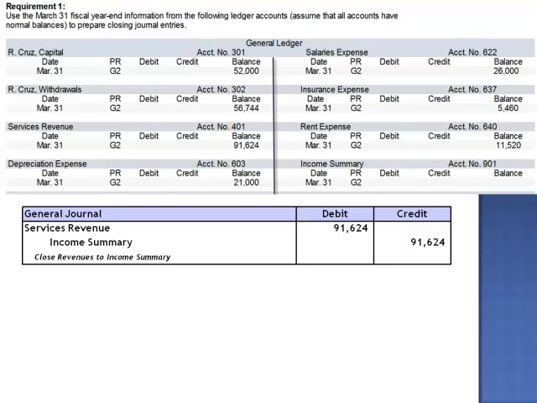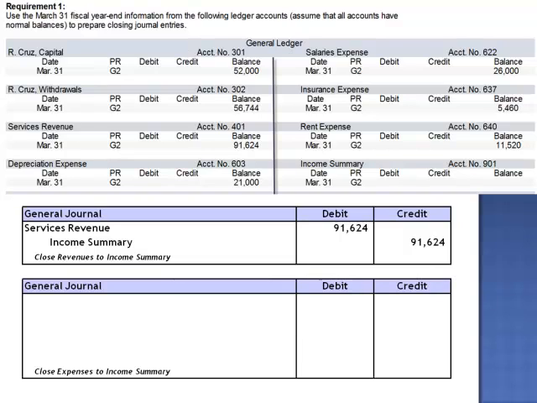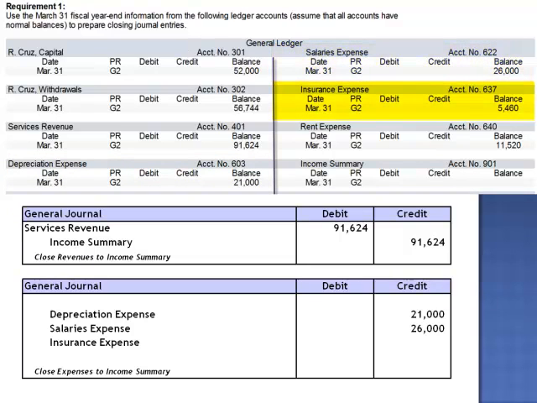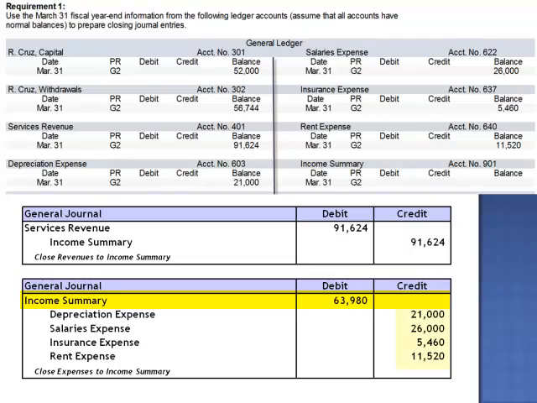The next step is to close expenses to income summary. Expenses decrease equity, which is why they all have normal debit balances. So to close the expenses, we'll credit the expense accounts. For this company, the expenses include depreciation expense $21,000, salaries expense $26,000, insurance expense $5,460, and rent expense $11,520. By crediting each of these expense accounts, we drop the balance in those accounts to zero. And to balance our journal entry, we debit income summary. $63,980 is the same number that you would see on the income statement as total expenses.